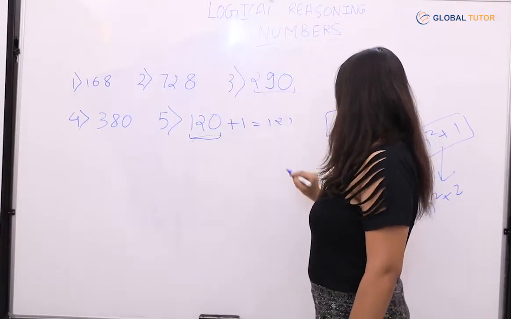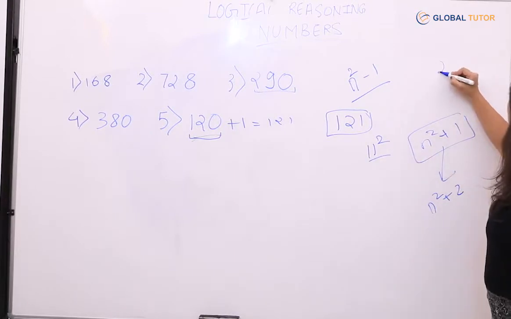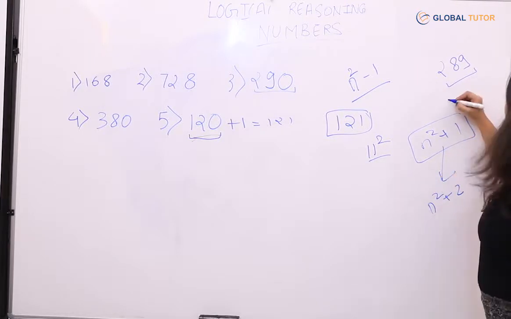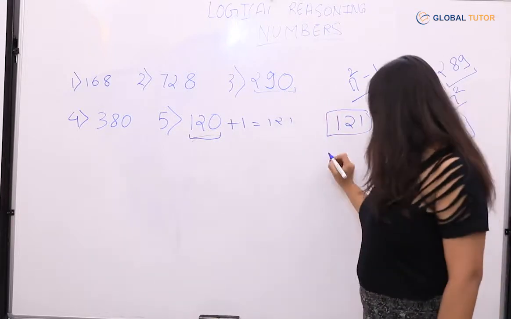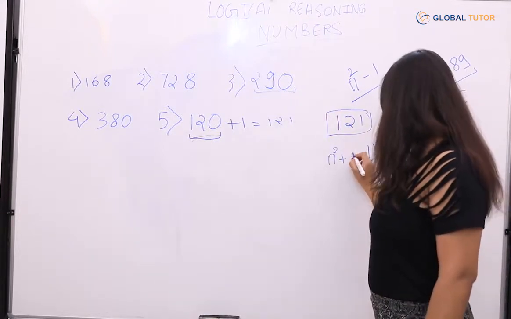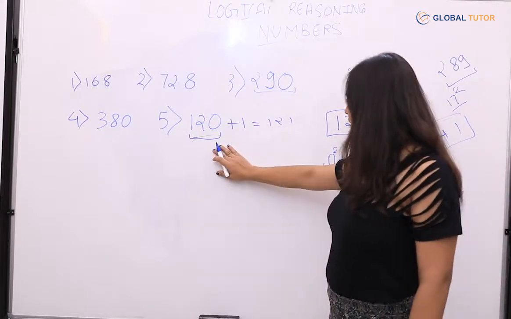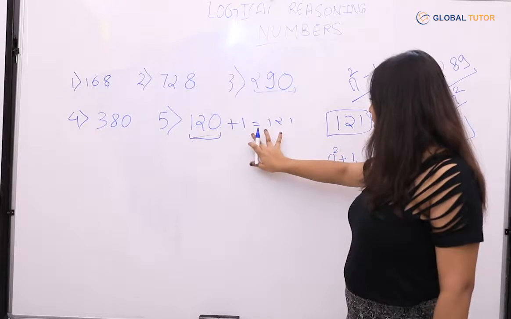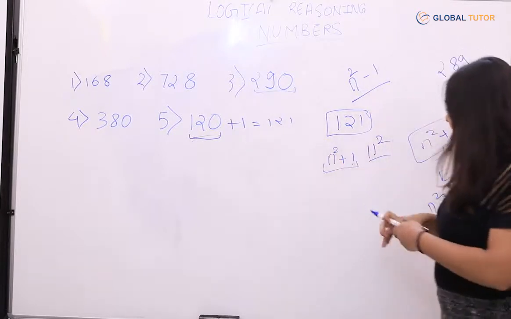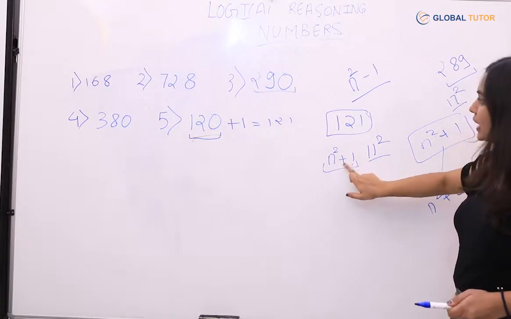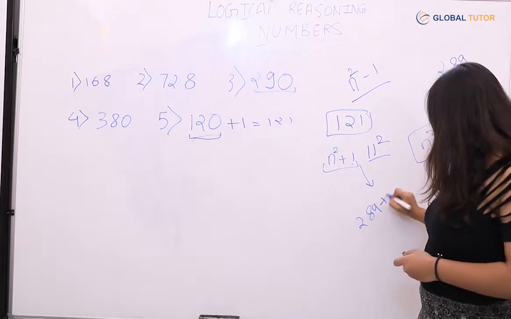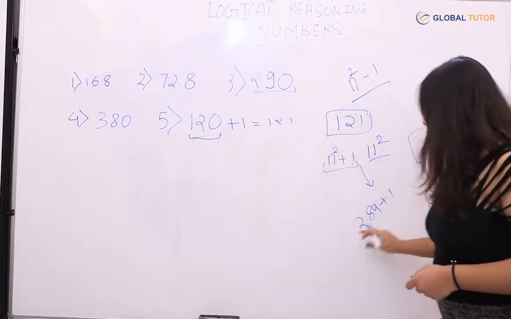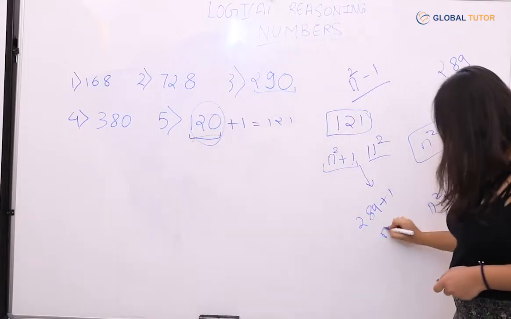Then you've got 290, right? You've got 289, which is 17 square. So this particular number is n square plus 1. In this particular number we did the same, and see, when you look at it, it's n square plus 1, which means it's 289 plus 1. And you look at this, then this particular number would be n square minus 1.